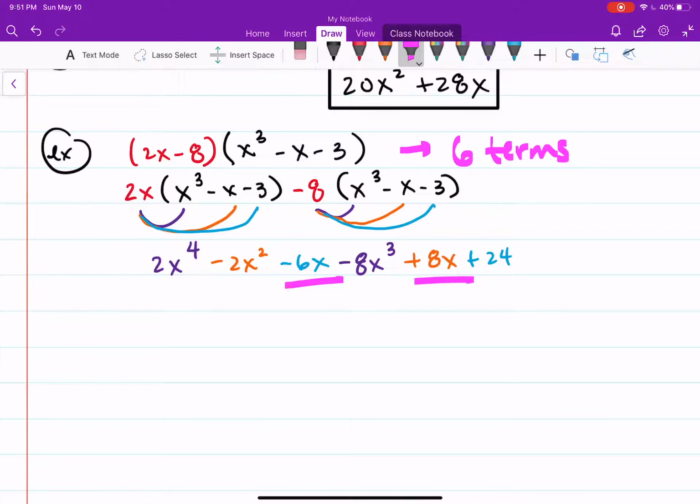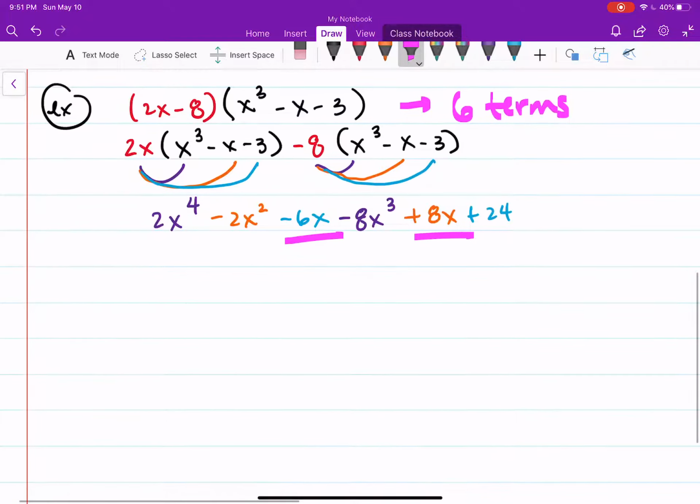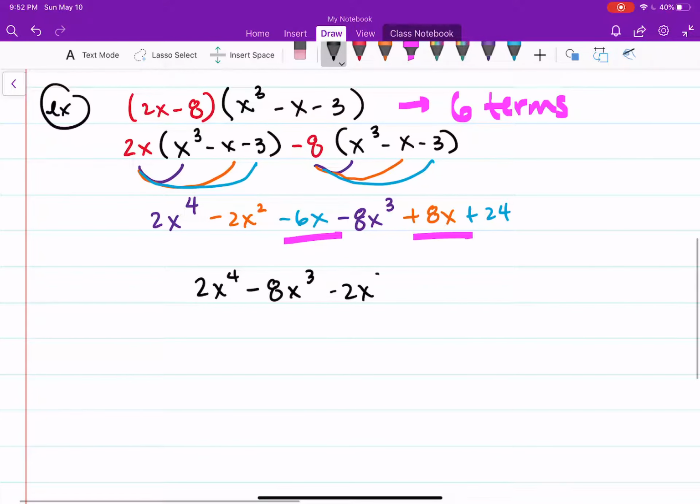Now, what I want to also do is that when I write this answer, I want the powers to go from largest to smallest. So yes, the 2x to the 4th is the first one. Then minus 8x cubed. Then minus 2x squared. And the 2 that I have underlined is just x, but they're like terms, so I can add them. So I have a plus 2x, then plus 24.